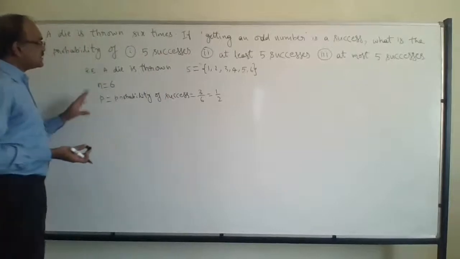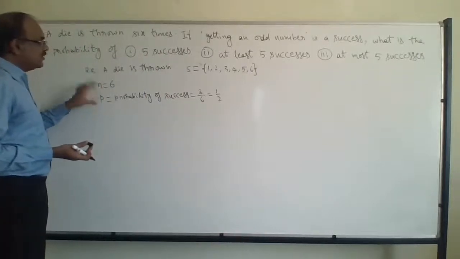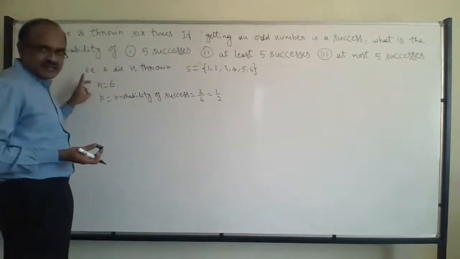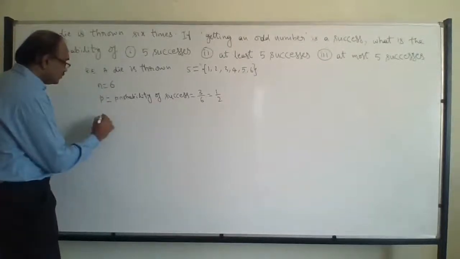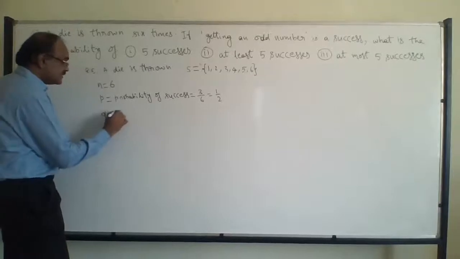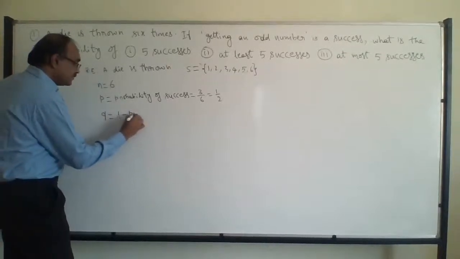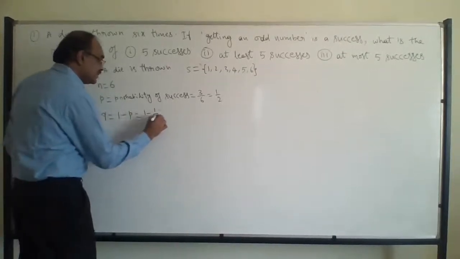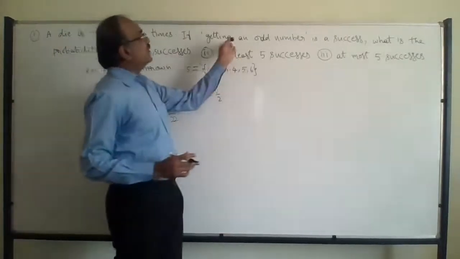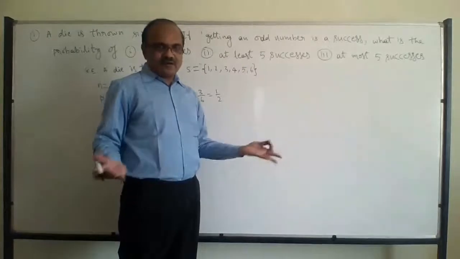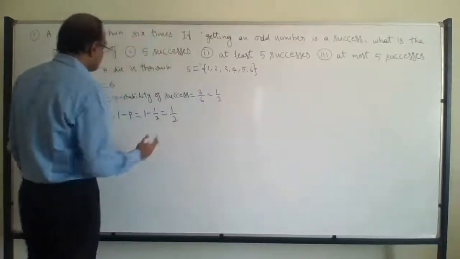Now what you do, you just take this. What is N? What is P? You just need these 2 values actually, N and P. If you know these 2 values, all other things you get. What is Q? Q already has a relation. That is 1 minus P. That is 1 minus 1 by 2. That is 1 by 2. That is basically getting an even number. Not odd number means even number. So 1 by 2. Now you know P and Q.